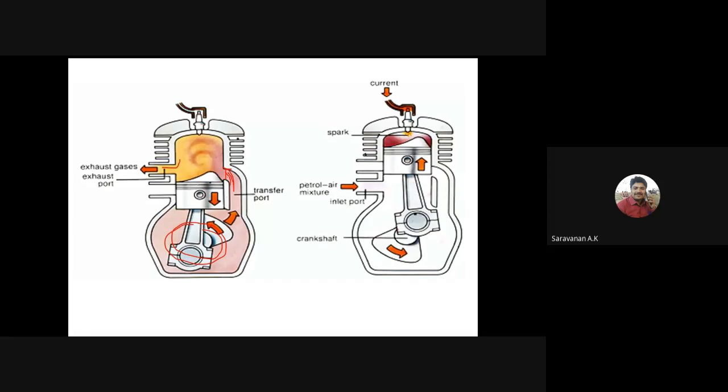So here the fresh charge will mix with the exhaust gas, right? Some, not fully.